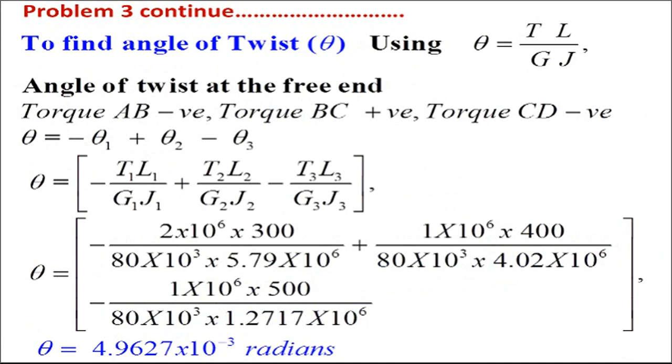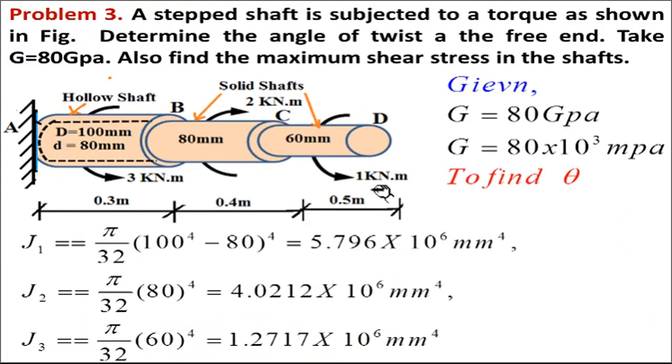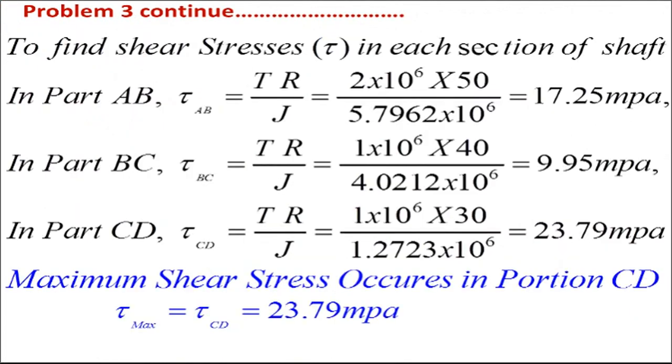Now in the same problem, I think one more value is missing. Initially we have calculated the angle of twist. Now you have to calculate the maximum shear stress in each shaft. So to find the maximum shear stress, you just see the shear stress in part EB, tau EB equals T into R by J, which means torque in that particular EB into radius of EB divided by polar moment of inertia of EB. By solving this, you will get the shear stress in EB.